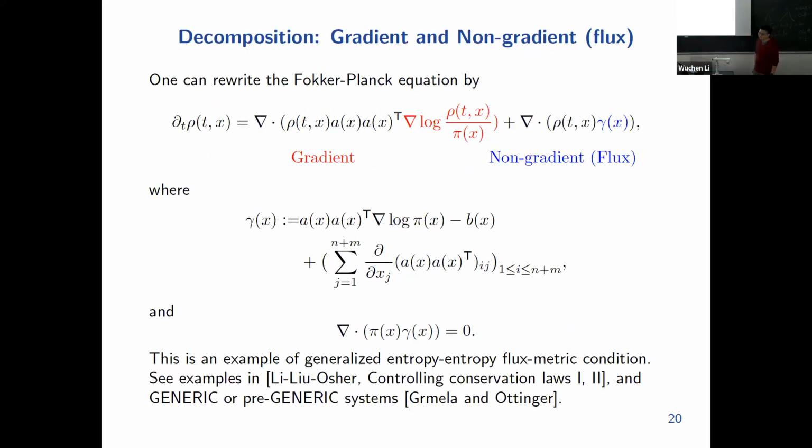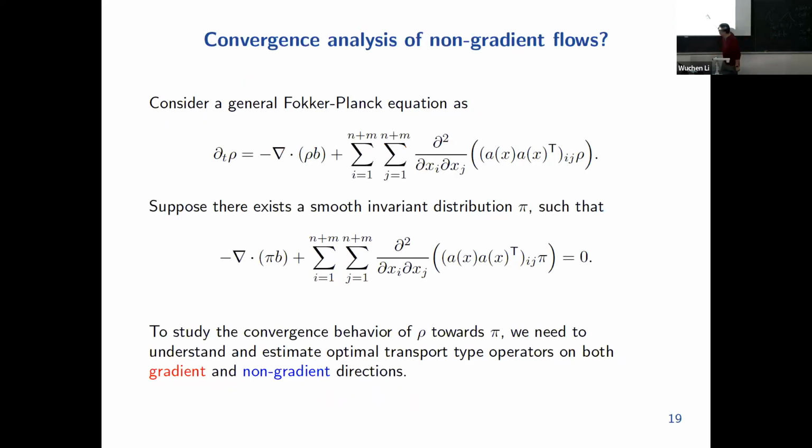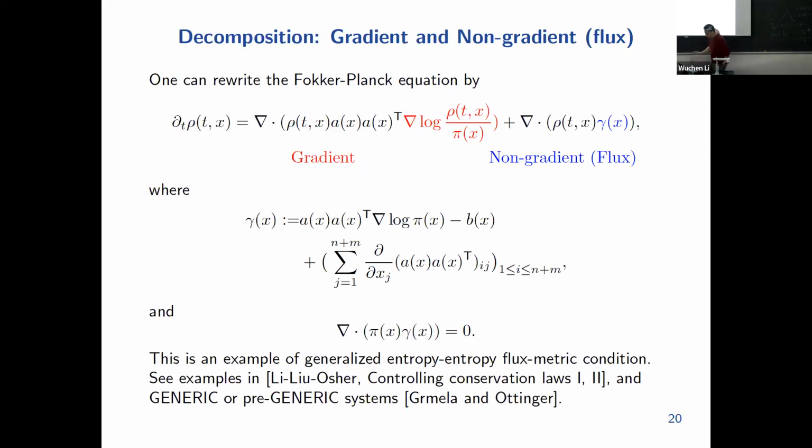This is the so-called decomposition, gradient and non-gradient. In computational fluid dynamics, we actually have a name for this. For the non-gradient direction, we often call it a flux direction. What do we mean by this? Essentially, you can intentionally write down your Fokker-Planck equation as follows. At the beginning, it's like this, right? Some second order operator, first order operator. Once you do this decomposition, it becomes very simple.